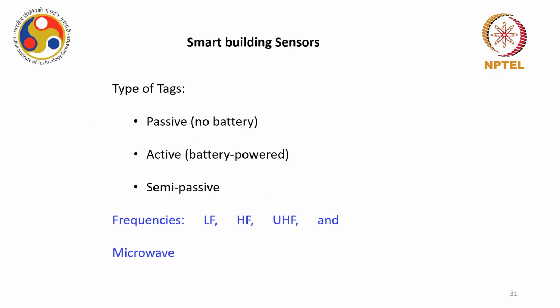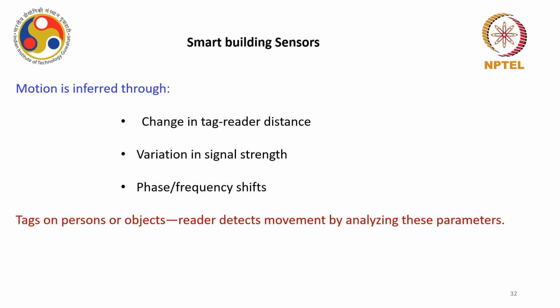If you talk about the tags, it can be passive, which doesn't have any battery. It can also be active, which is battery powered, and you can also have semi-passive kinds of tags. Of course we are not discussing those here, but you should understand that these kinds of tags exist. The frequencies involved range from low frequency to microwave. It can also have high frequency or ultra high frequencies associated with it.